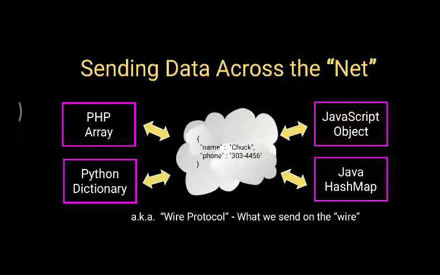Have a look at the slide first. There will be different programming elements here: PHP array, Python dictionary, JavaScript object, Java hash map. We have some data that needs to be transferred across the network using any type of programming, but it should be transferred across some wire. So a Python dictionary can be mapped to a JavaScript object, or a Python dictionary to a Java hash map, or a PHP array to a Java hash map.